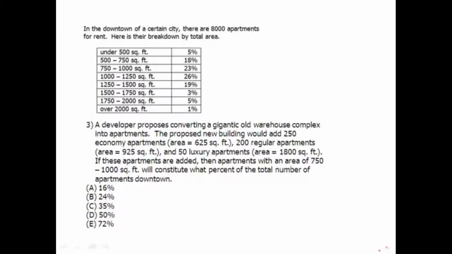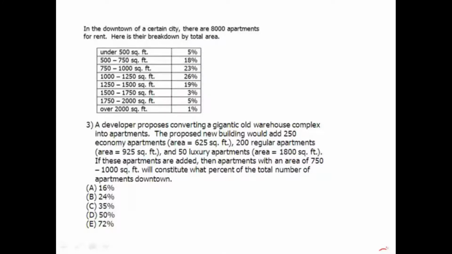A developer proposes converting a gigantic old warehouse complex into apartments. The proposed new building would add 250 economy apartments, 200 regular apartments, and 50 luxury apartments. If these apartments are added, then apartments with an area from 750 to 1,000 square feet will constitute what percent of the total number of apartments downtown?